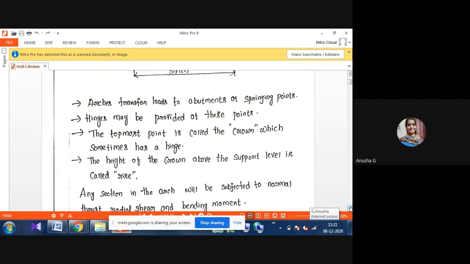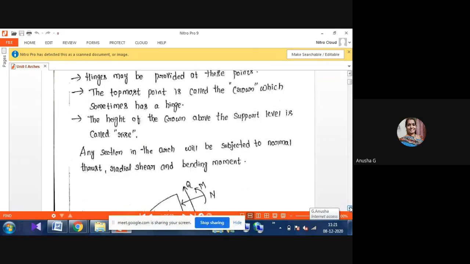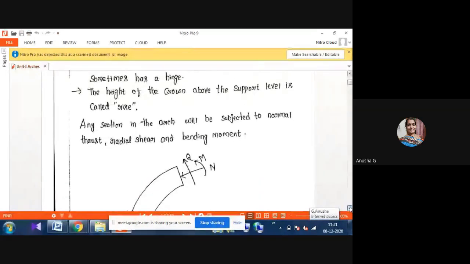The height of the crown above the support level is called the rise. Any section in the arch will be subjected to some normal thrust, radial shear, and bending moment. If you take the arch and cut here, three forces will be observed. One is the normal thrust, which will be N. Another is the radial shear, which we denote as Q. And then one moment will be there on that arch.